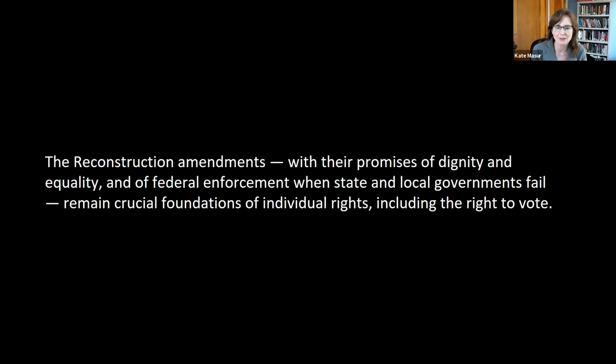But one redeeming feature of this story is how the Constitution was changed. And so I just leave you with this final thought. The Reconstruction Amendments, with their promises of dignity and equality and of federal enforcement when state and local governments fail, remain crucial foundations of individual rights, including the right to vote.